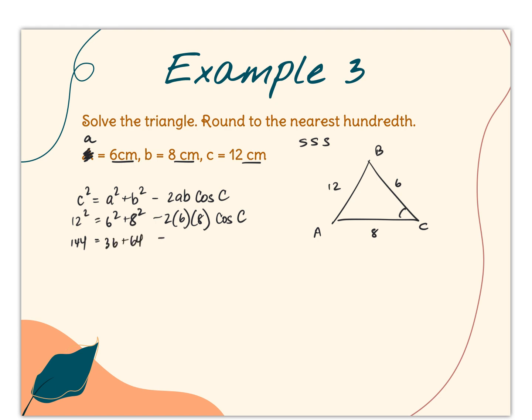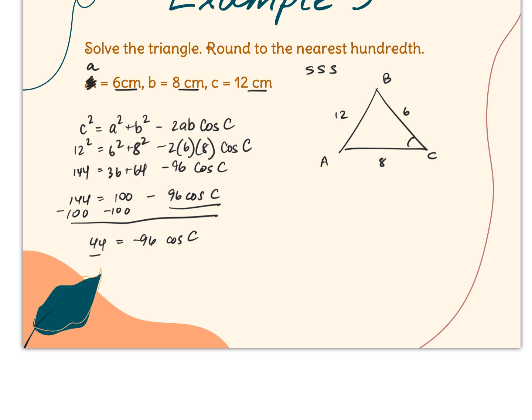36, 64, minus 12 times 8 is 96, cosine of C. 144 equals 100 minus 96 cosine C. Remember your order of operations here. You can't do anything with this because it's a group. So minus 100, you're going to get 44 equals negative 96 cosine of C. And you're going to divide by negative 96, right? And you're going to get the cosine of angle C equals 44 divided by negative 96.